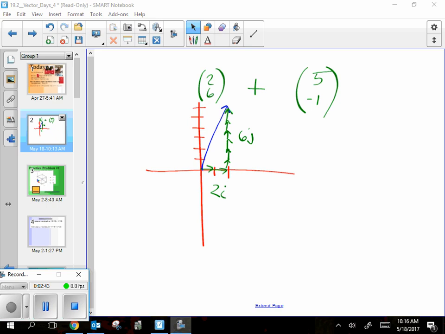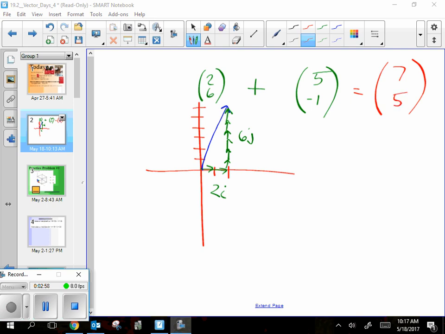Okay, I think you could teach third graders to do this part. 2 plus the 5 makes 7, and 6 plus the negative 1, although I'm not sure they can handle the adding positive and negative integers part, but anyway, it would be 5. Did you get 7, 5? Raise your hand if you did. Good. And I hope pictorially it actually made sense too.